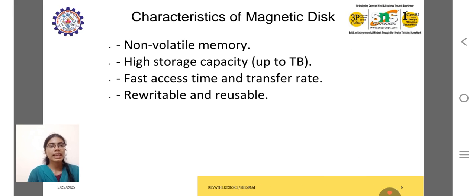So what are all the characteristics of magnetic disk? It is non-volatile memory, with high storage up to terabytes, fast access time and transfer rate, rewritable and reusable. If you feed some data into a magnetic disk, and then you find some error in it and would like to reuse or rewrite the disk, it is possible to rewrite it. It is reusable. We can store a large amount of data in the disks.